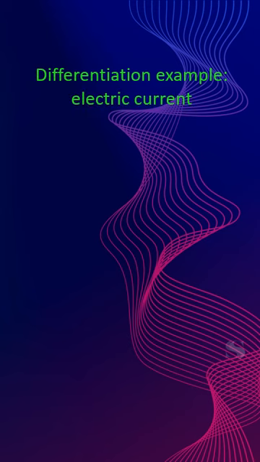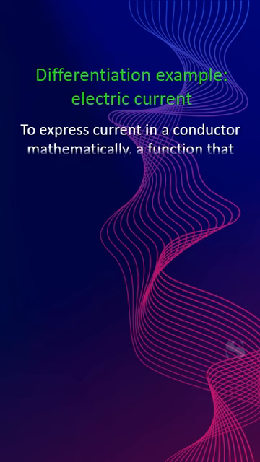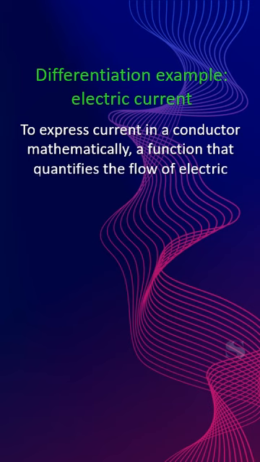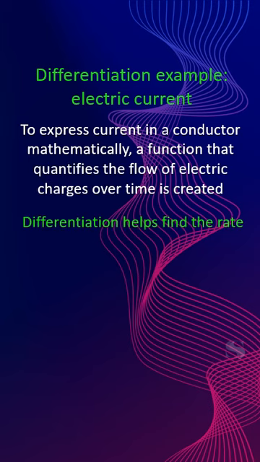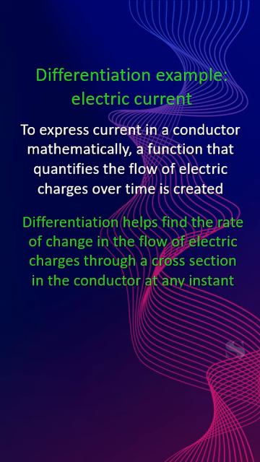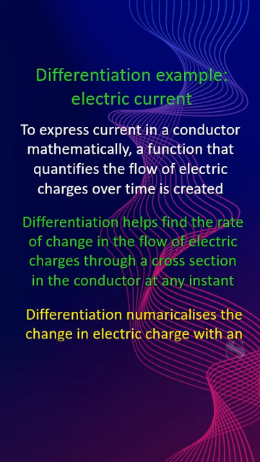To mathematically express a current in a conductor, we create a function that quantifies the flow of electric charges in a conductor in a given duration of time. The process of differentiation helps us to find the rate of change in the flow of electric charges through a cross-section of the conductor at any given instant of time. Differentiation numericalizes how much the dependent variable, the amount of electric charge, changed with an infinitesimal change in the independent variable, time.